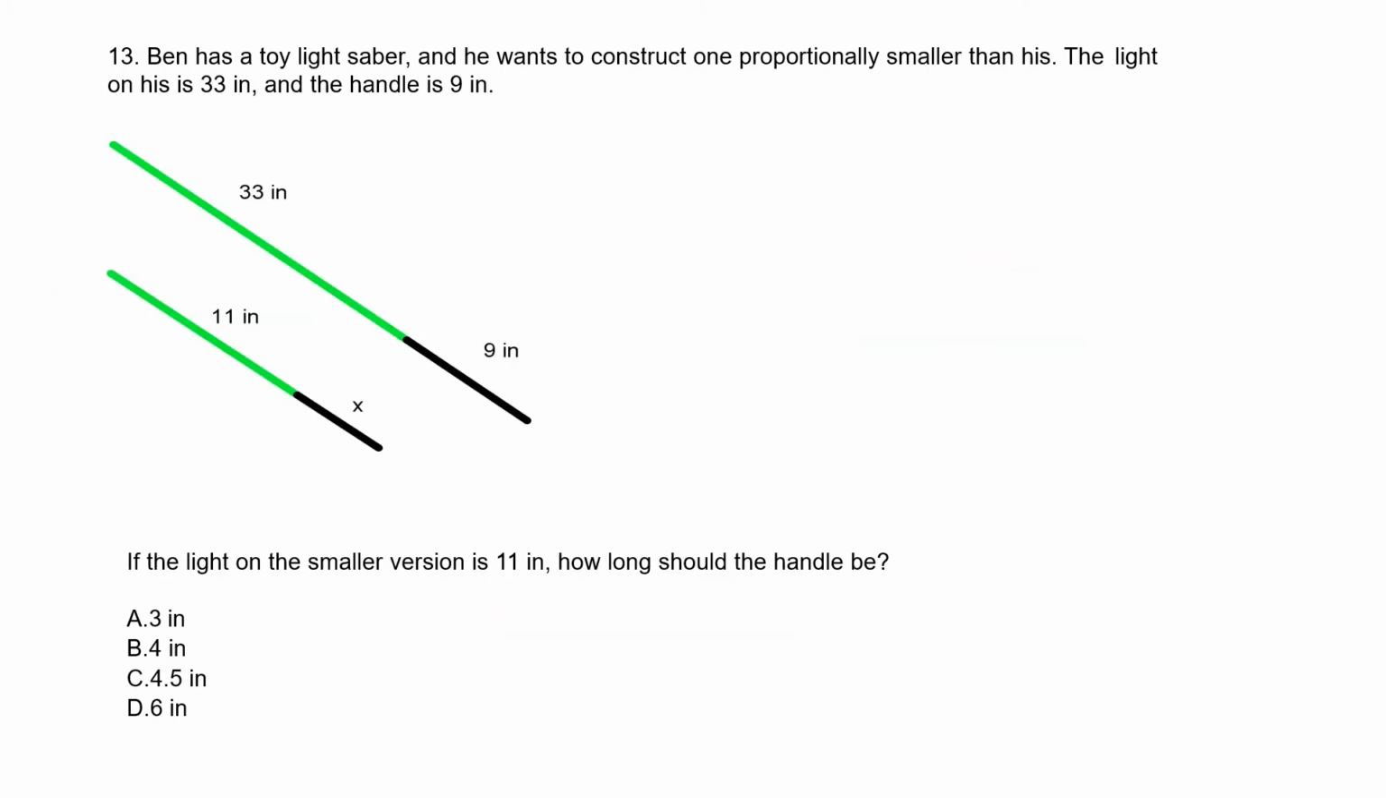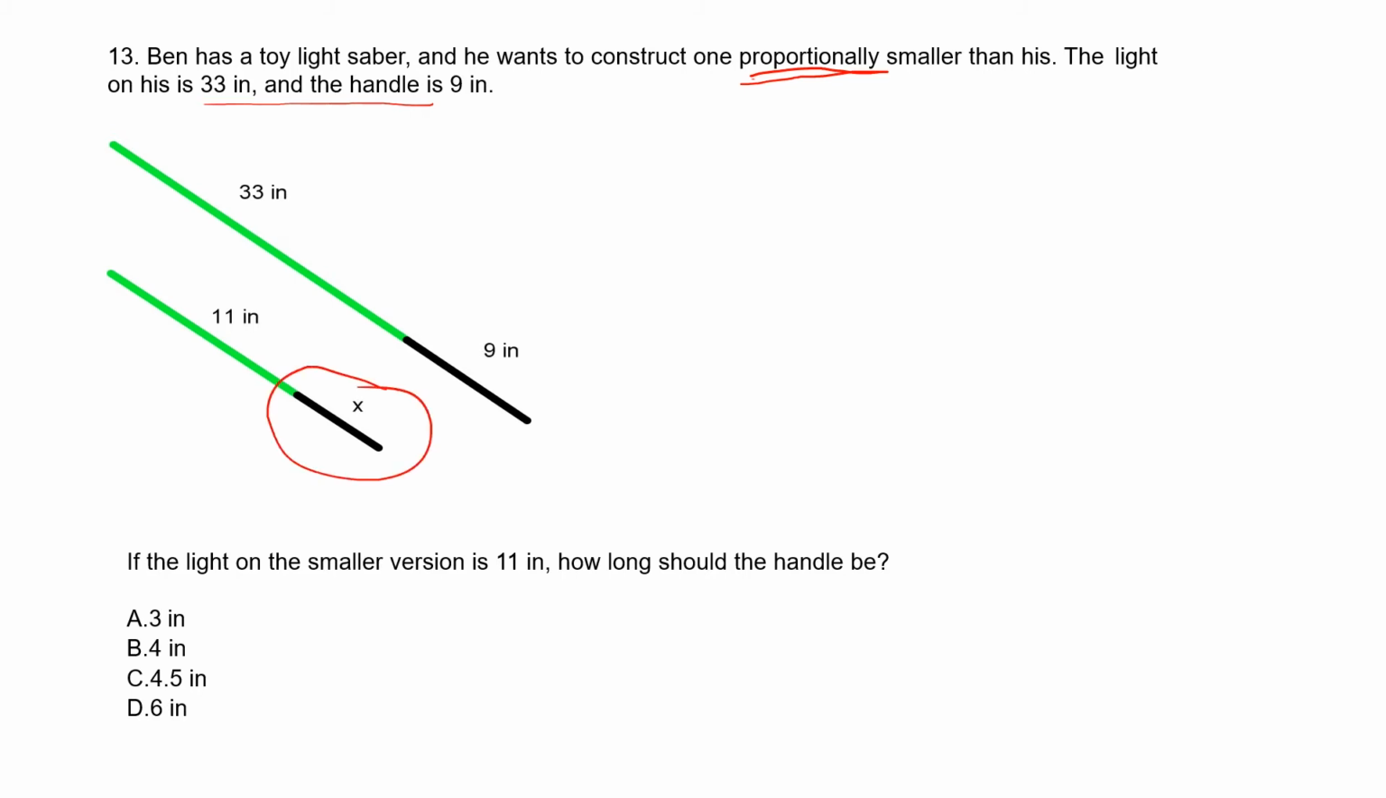Number 13 says Ben has a toy lightsaber. He wants to construct one proportionally smaller than his. So important word here, proportionally. The light on his is 33 inches and the handle is 9 inches. If the light on the smaller version is 11 inches long, how long should the handle be? So we're looking for this handle right here.